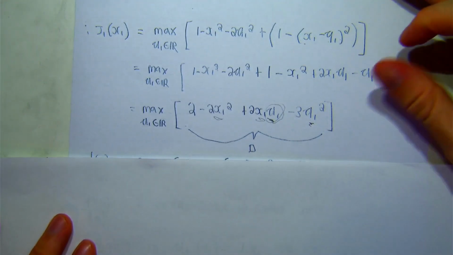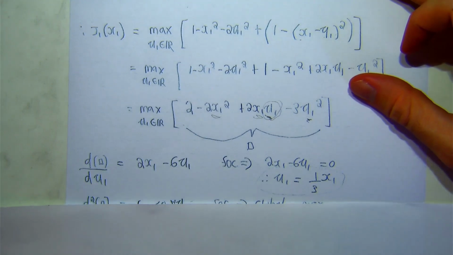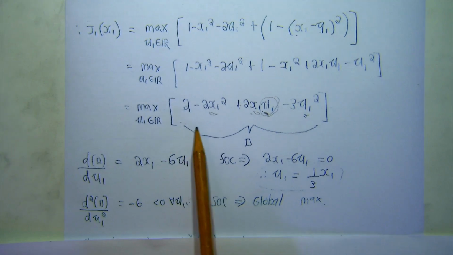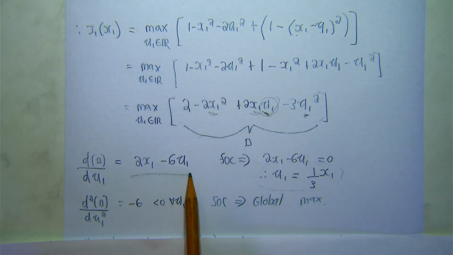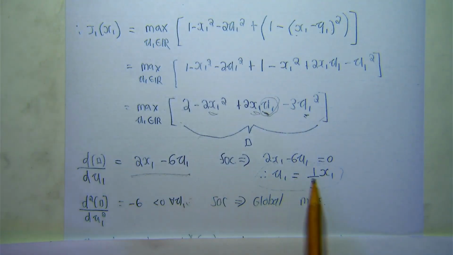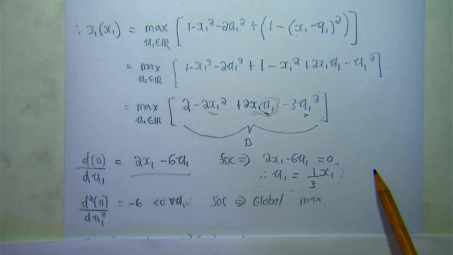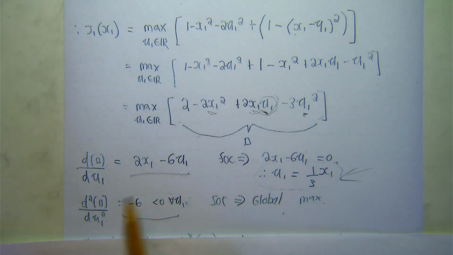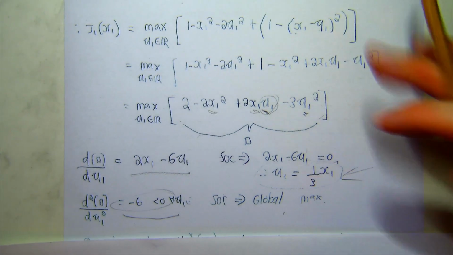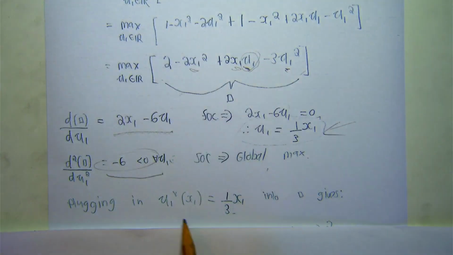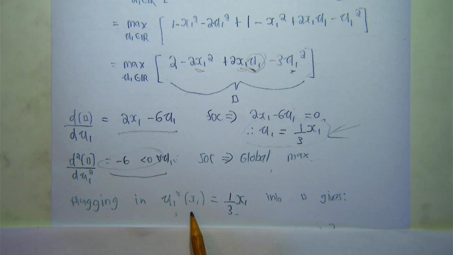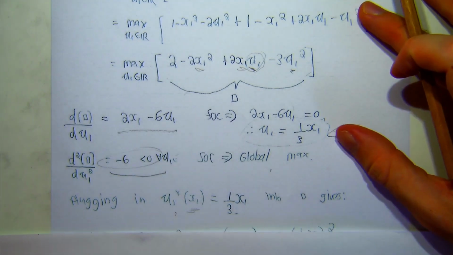So we optimize this by differentiating it with respect to u1 and finding the maximum. Differentiating this with respect to u1 gives us this. And our first order condition, which is setting that equal to 0, is solved by giving this. Then the second order condition confirms that it's a global max because it's negative. And therefore, we know that this is our optimal control variable based on our state variable x1.